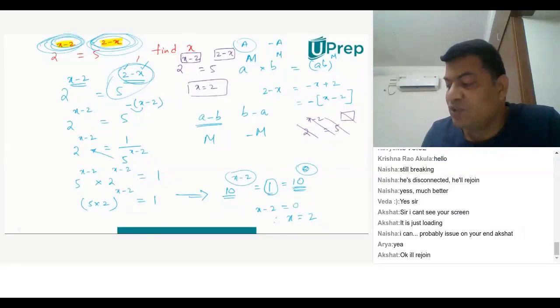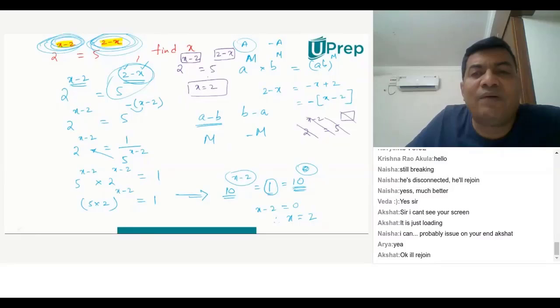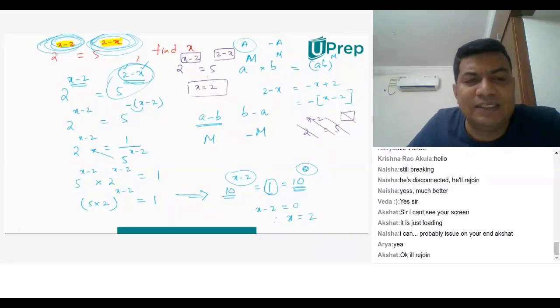So for x minus 2 and 2 minus x, the only value that works is x equal to 2, where the powers are equal to 0. Therefore, a power 0 is 1, and b power 0 is 1. That's how x is equal to 2. I hope you got it. If yes, just say yes in the chat box quickly.